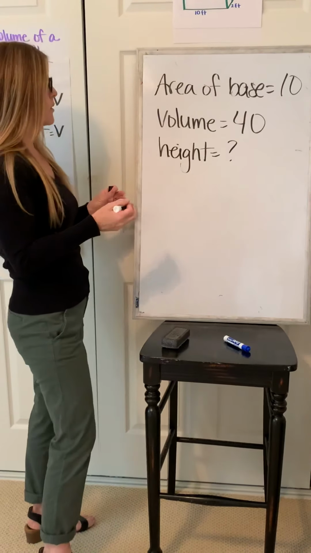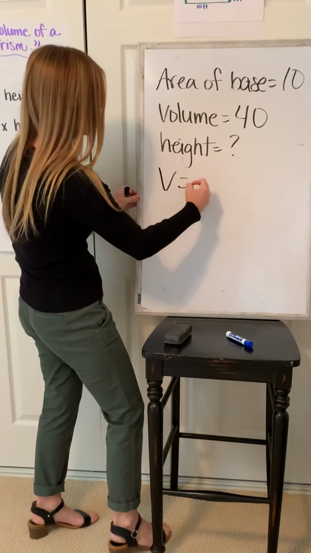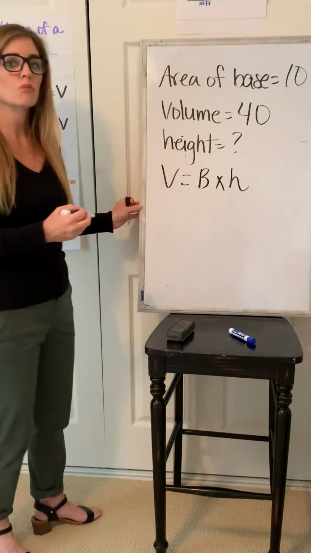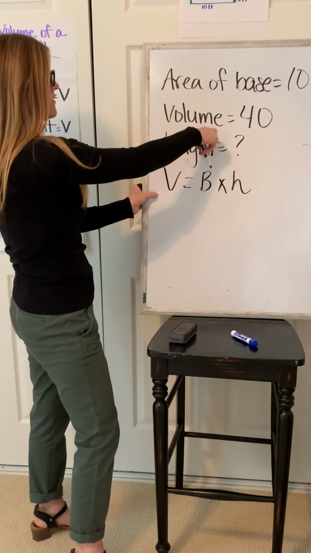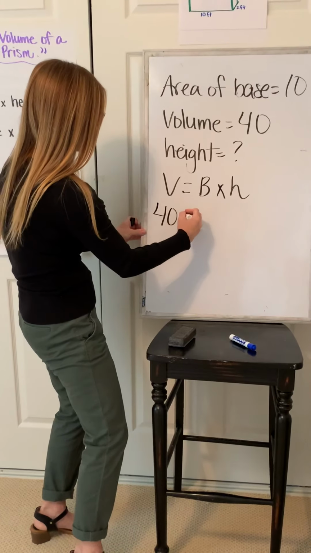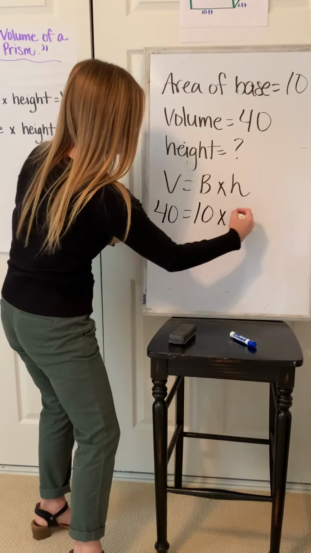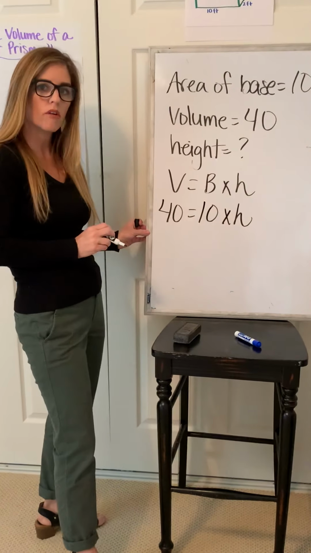Well, let's think about the formula. We know that volume was area of the base times the height, and we'll fill in what we're given. We know we were given volume as 40. The area of the base we were given as 10. And the height's what's missing. This is what we're solving for.